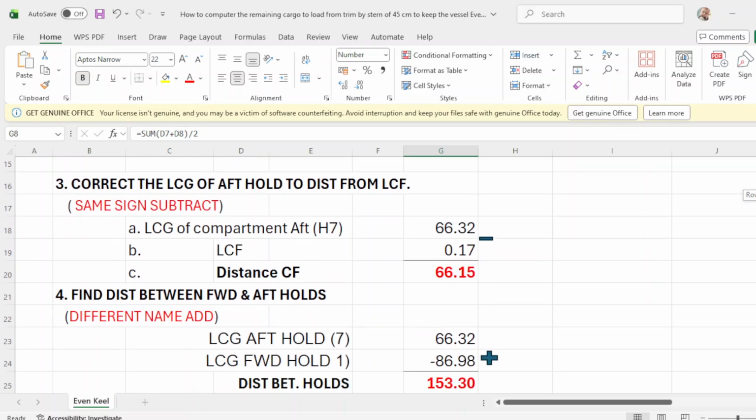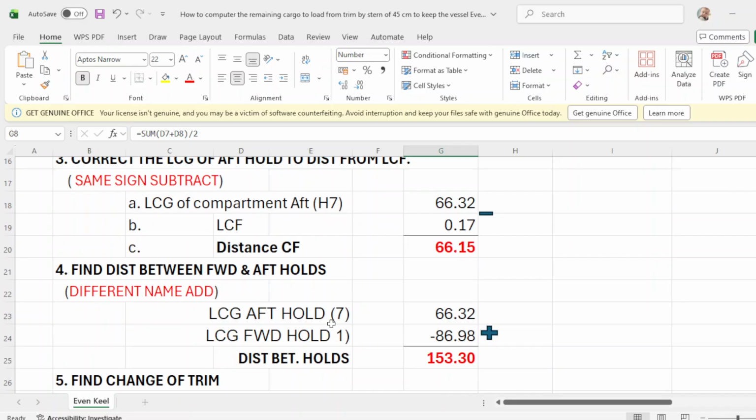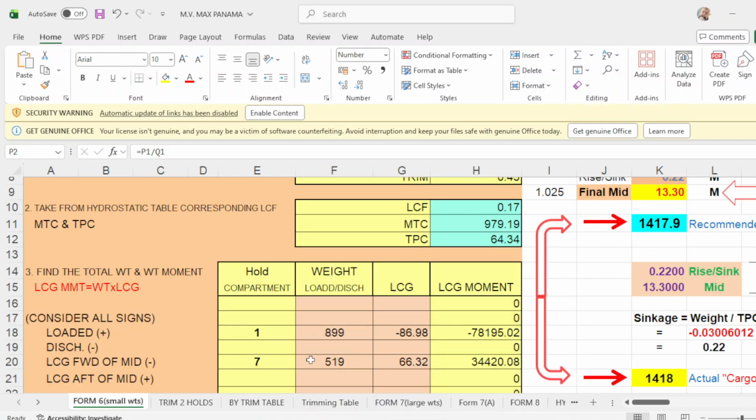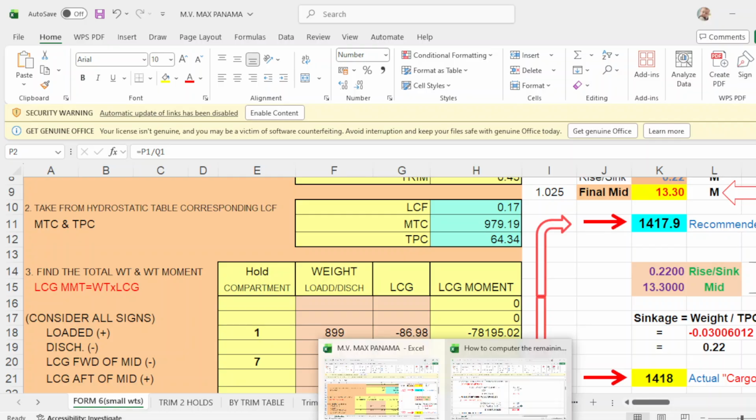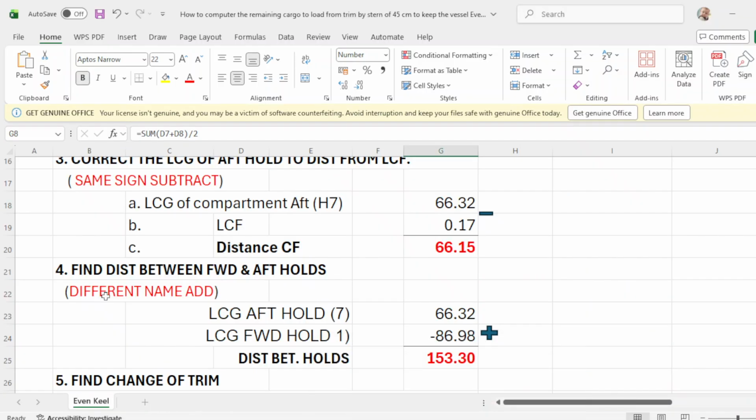Then we go to number 4. What is the distance between hold number 7 and number 1? So the LCG of 7 is 66.32 and hold number 1 is negative 86.98, the LCG, okay? Different name, add. So they have different name, you add, the total will be 153.30. That is the distance between holds, okay?